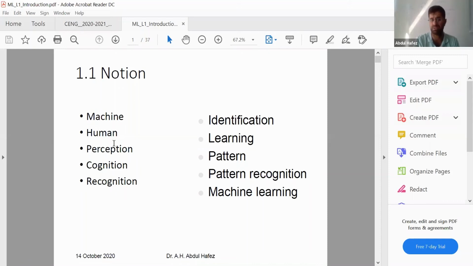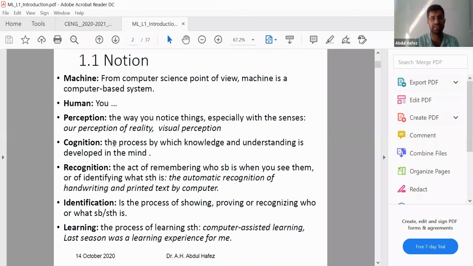To know what is pattern recognition, we should know what are patterns and what is recognition. To know about recognition, we need to know what is cognition as well. To know about cognition, we need to know about perception. To know about perception, we need to know about machine and the human. So we have something called machine perception and human perception. Let's start with machine.